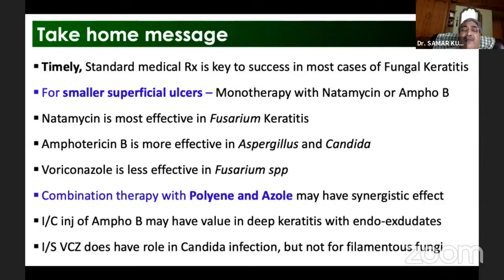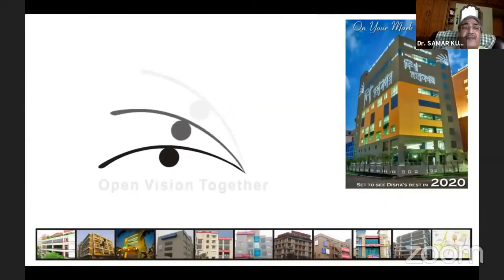For smaller superficial ulcers, use monotherapy with amphotericin B or natamycin. Natamycin is most effective in Fusarium. Amphotericin B is most effective in Aspergillus and Candida. Voriconazole is less effective in Fusarium. Combination therapy with polyene and azole may have a synergistic effect. Intracameral and intrastromal injections should be given on a case-to-case basis, for patients with deeper ulcers and endoexudates. Thank you very much for your patience.